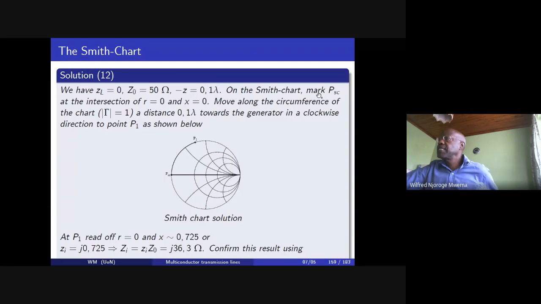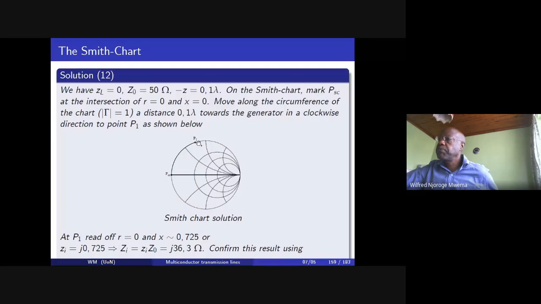On the Smith chart, we'll mark the short circuit point, which is to the left of the origin, at the intersection of R equal to 0 and X equal to 0. Then we'll move along the circumference of the chart, because the gamma that we have now has unity magnitude, and we'll move a distance 0.1 lambda towards the generator, that is in a clockwise direction, and we'll arrive at a point P1 as shown there.